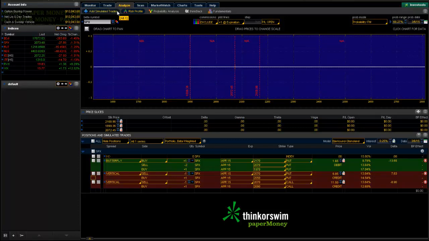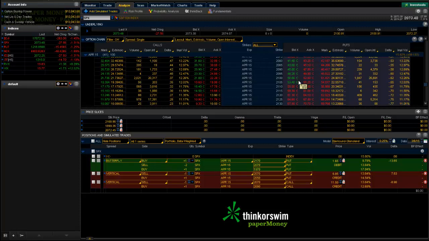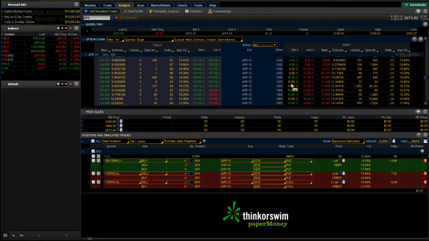Once you begin changing those shorts and moving them apart, it is still considered a condor, all right? So I could word it a little differently: a butterfly could be considered a condor. It's just that the short strikes are the same. So that's the only difference between when you say butterfly and when you say condor. It's where your short strikes are positioned.